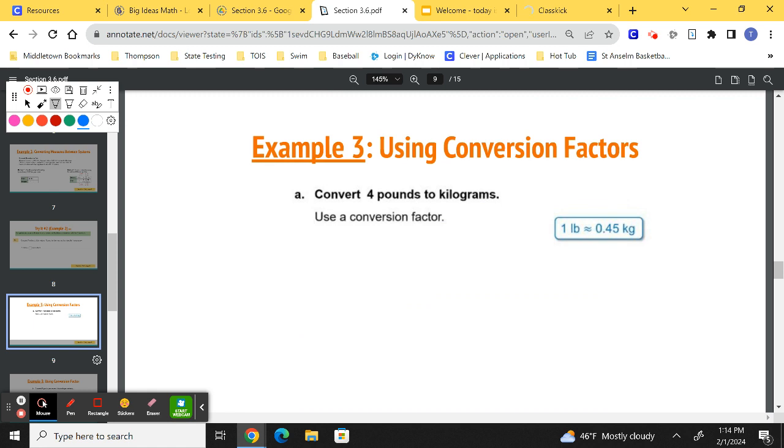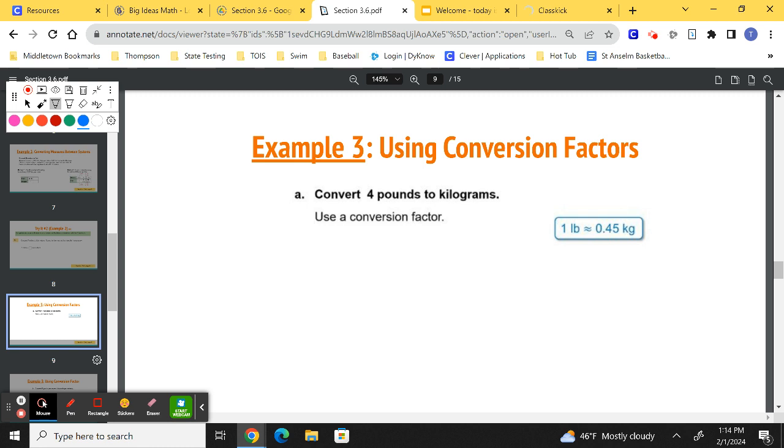Why are there so many examples if they're all the same methods? No, they're a little different. They're the same, but remember, you're doing between the same system. That was example 1. Example 2 was between 2 different systems, which were decimals. And now we're going to be using conversion factors.